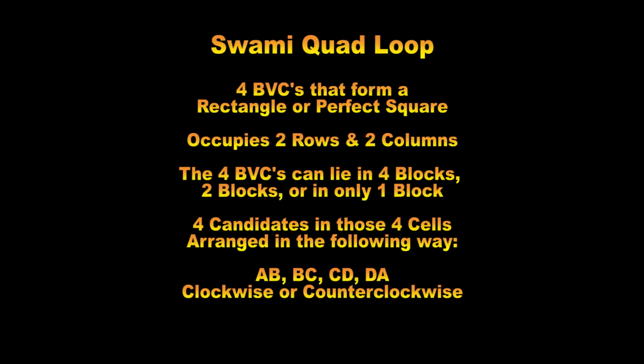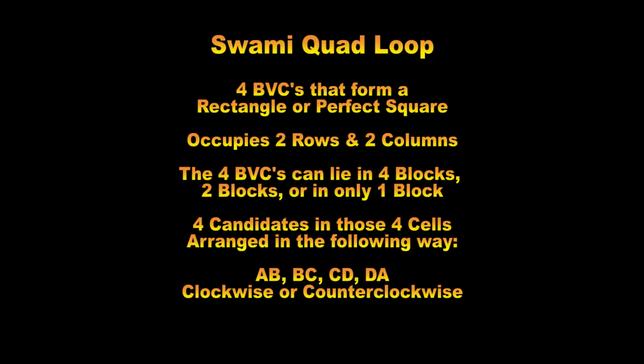All right, so what you're looking for are 4 by-value cells that form a rectangle or a perfect square. So of course, they will lie in 2 rows and 2 columns. The 4 by-value cells can lie in 4 blocks, 2 blocks, or in only 1 block. And the 4 candidates in those 4 cells must be arranged in the following way: AB, BC, CD, and DA, going either clockwise or counterclockwise.